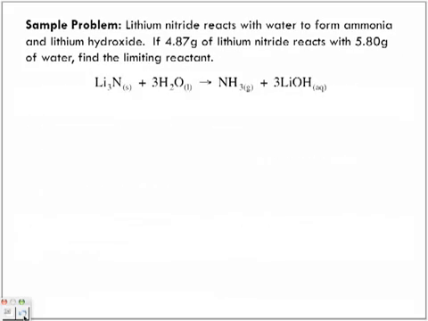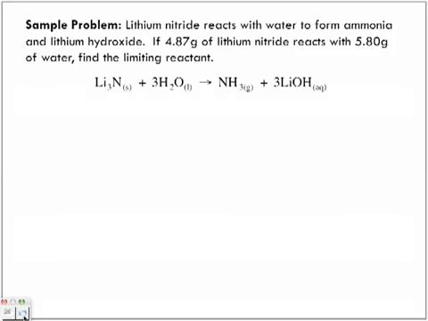So let's look at the first sample problem. Lithium nitride reacts with water to form ammonia and lithium hydroxide. If 4.87 grams of lithium nitride reacts with 5.80 grams of water, find the limiting reactant. So we've started off. I've given you here the equation, but you want to make sure that that's the first thing you want to start off with.